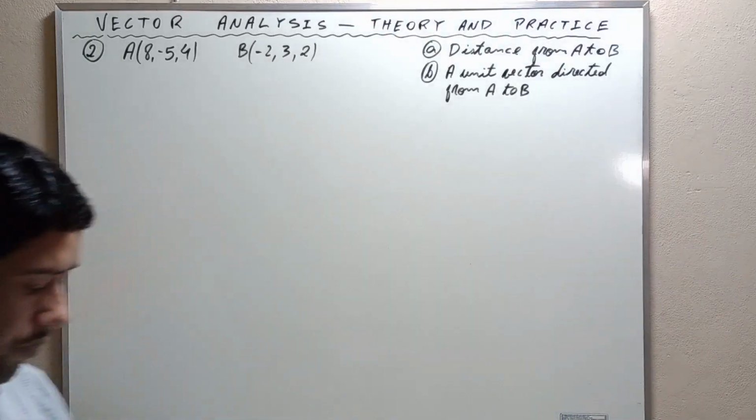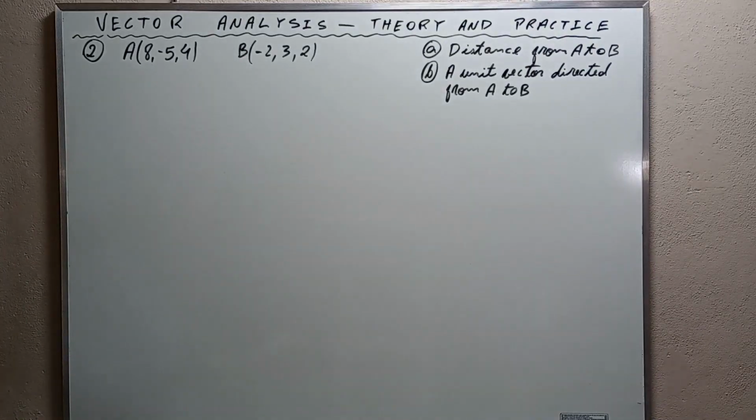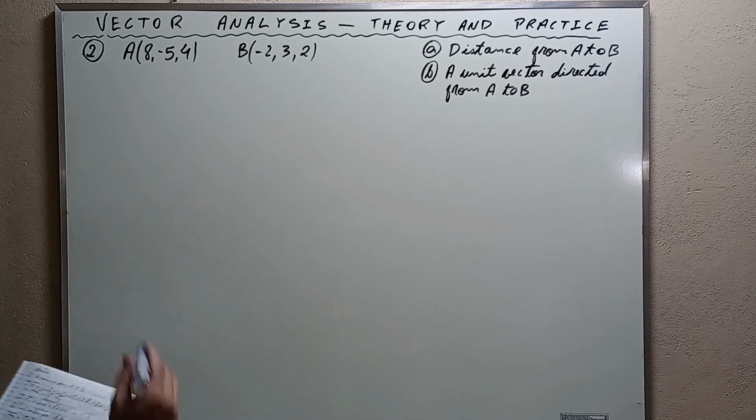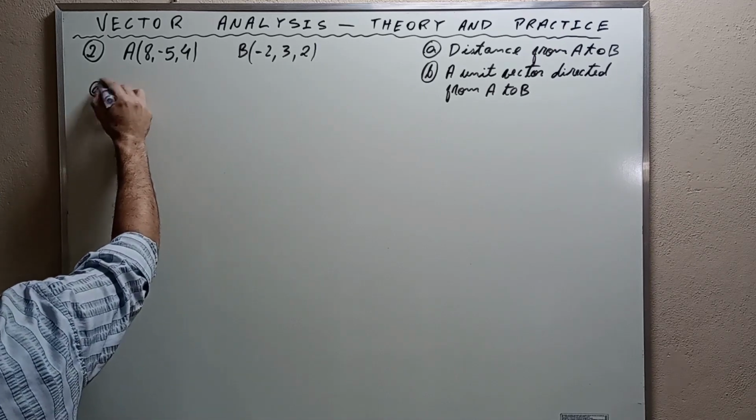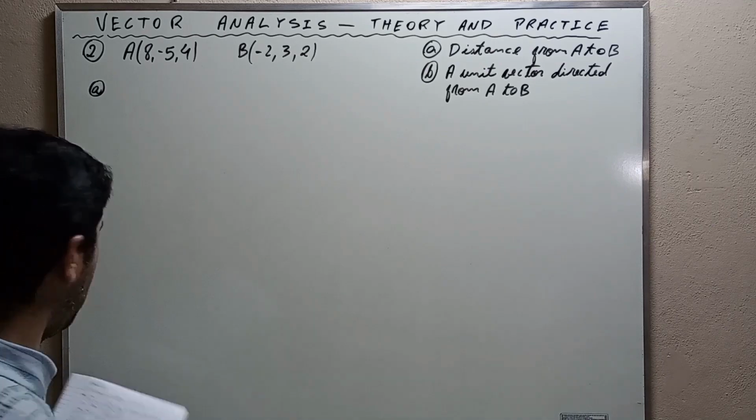Exercise number 2 now. Given points A and B, letter A, find the distance from A to B. And letter B, a unit vector directed from A towards B. Okay, my friends, this is the question, a rather simple one. Let's go, let's solve it. Letter A, the distance from A to B.